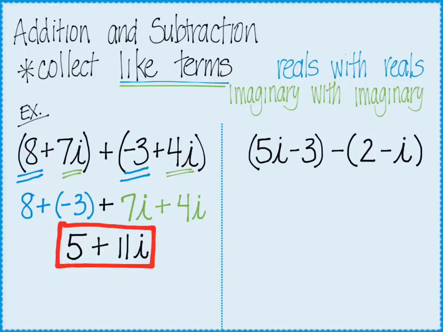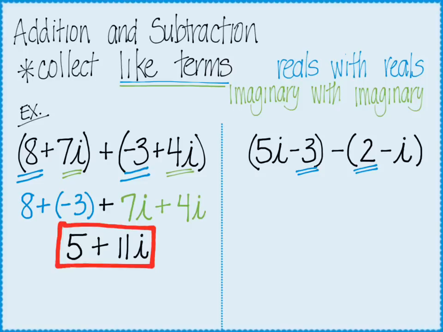Here we have two more complex numbers, 5i minus 3, and we're going to subtract the second number, 2 minus i. So we are going to subtract the parts. That's what we're doing here, subtracting them. So I'm looking for my reals. Ooh, that first number is written in a different order, 5i minus 3. Where's the real? It's -3, even though it's written in bad form.